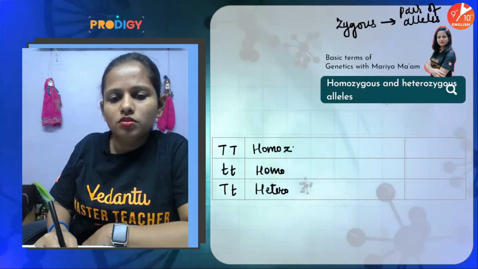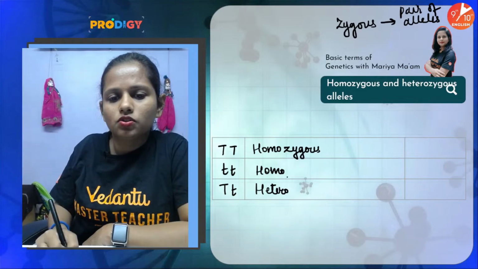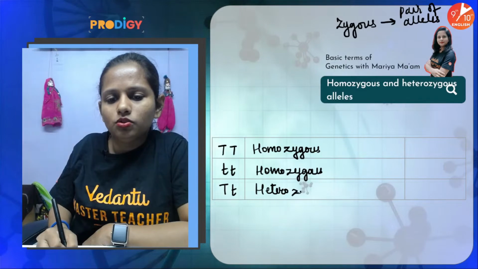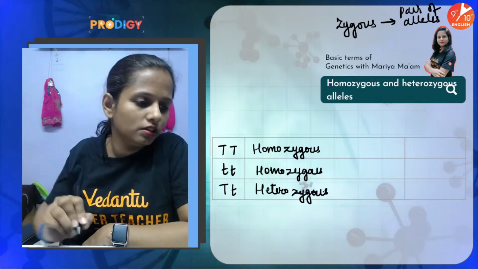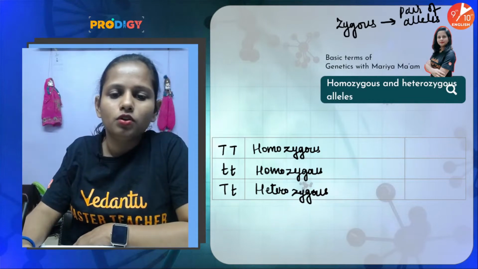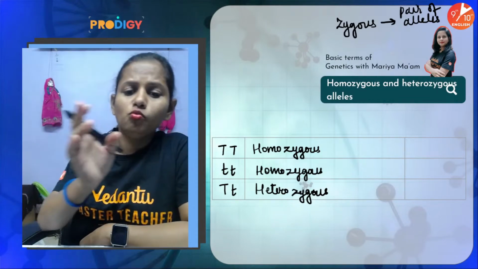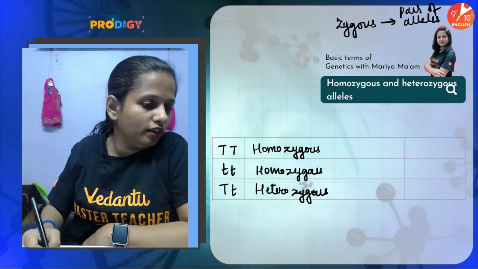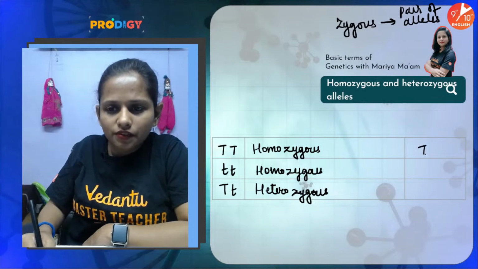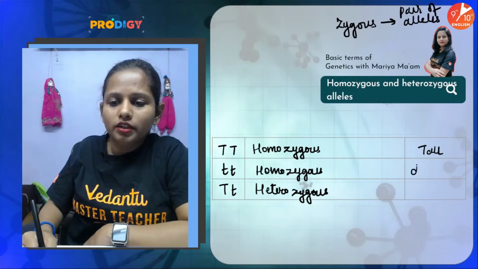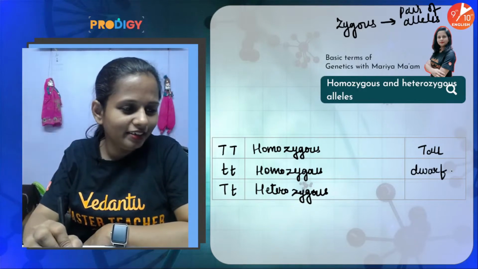So, homozygous alleles, heterozygous alleles. Now, in case 1, of course, the individual is going to be tall. In case 2, the individual is definitely going to be dwarf, right?